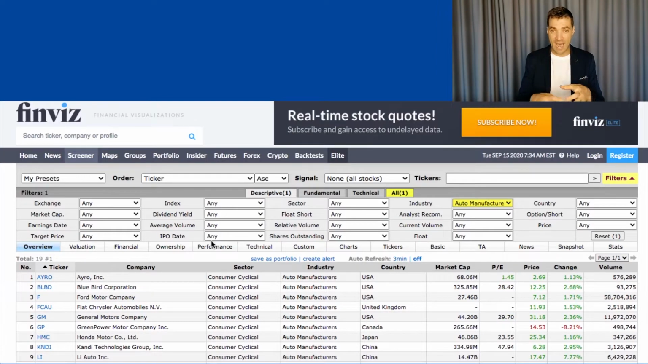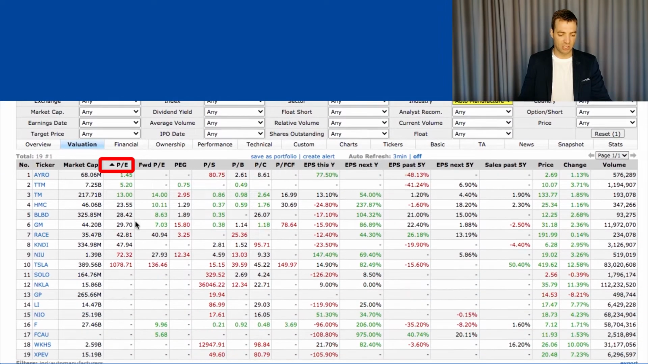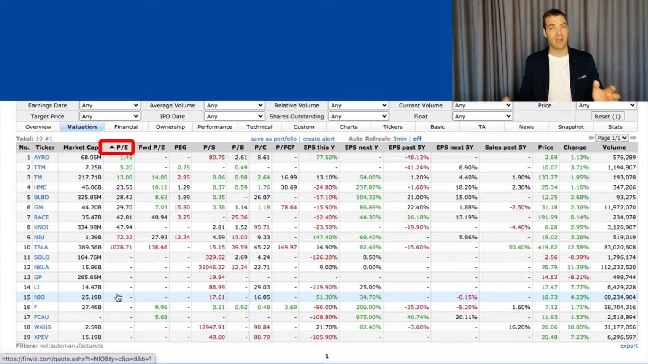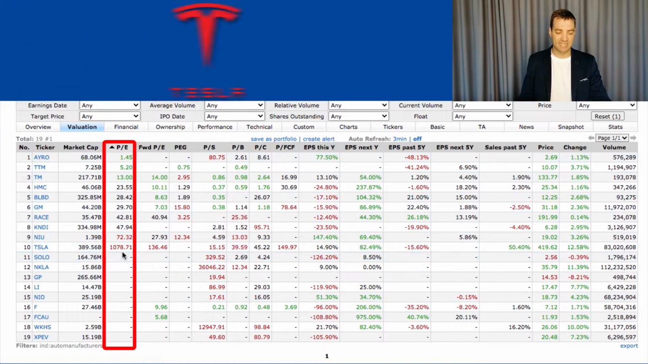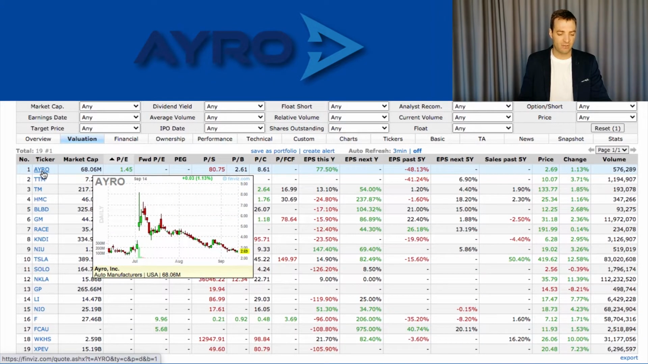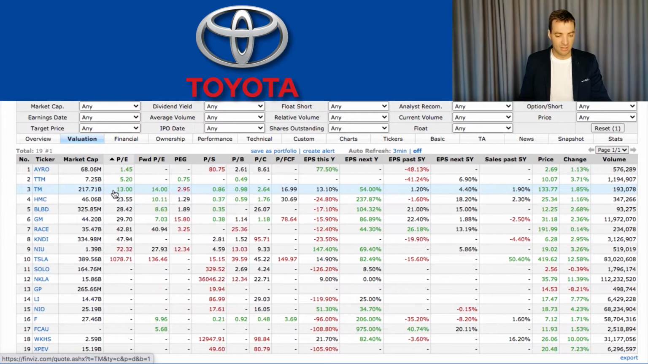Now I want to see out of these car manufacturers which one is the best value right now. So I'll go to the valuation tab here, and I might want to sort this by PE ratio. Okay, so it's giving me the lowest PE ratio down to the highest. Some of these have no PE ratio. It's because their earnings are negative, and you don't have a PE ratio when the earnings are negative, which is a bad thing. So for the companies that do have positive earnings, here are the PE ratios. You've got Tesla down here at 1,000, which is probably one of the highest PE ratios that I've ever seen, and all the way up to 1.45 for AYRO. Never heard of that company before. But Toyota Motor, that's a company we're all familiar with, and that's a PE of 13 right now. So that's a pretty attractive PE ratio.